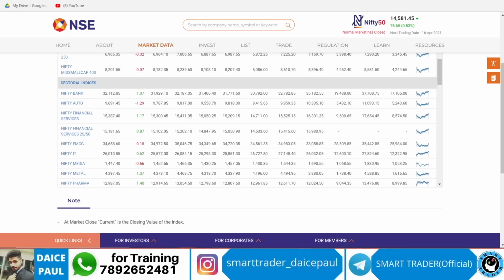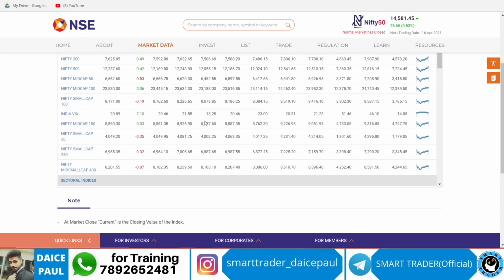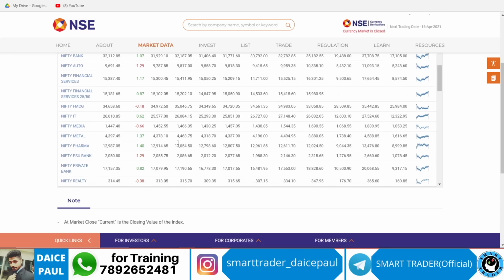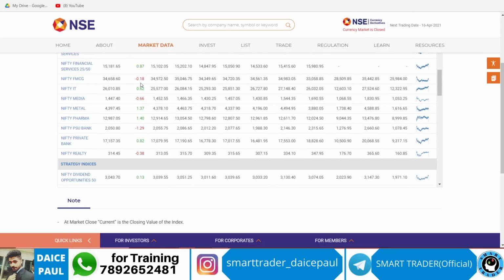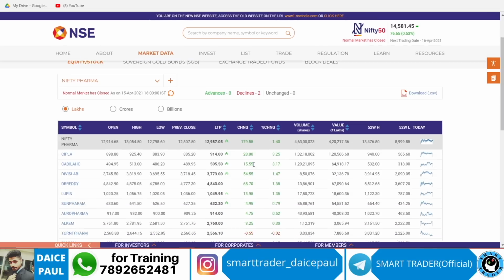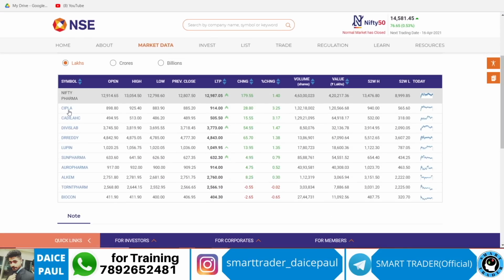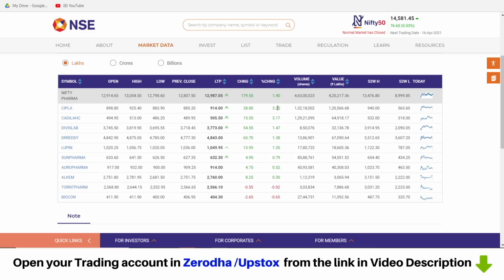Same way, if it was some other sector, let's say a positive sector, you would have taken any positive stock from whichever sector is positive. Let's say metal and pharma both were positive. So you may go to pharma and look at the top green stock. Maybe Cipla was a stock, you would have taken entry and scalped 0.3% based on entry, based on, let's say, a price action technique. That is the secondary part.